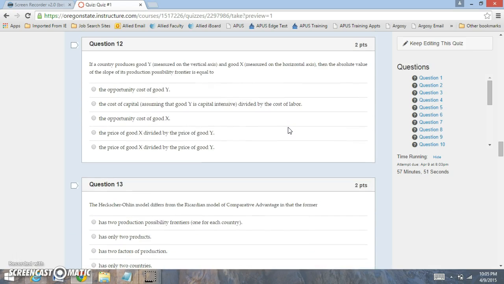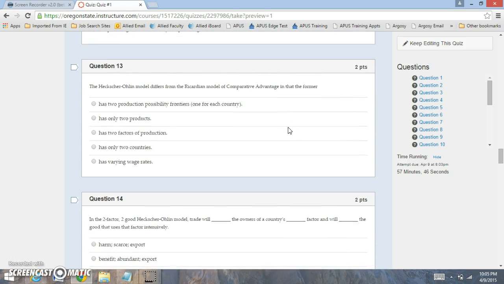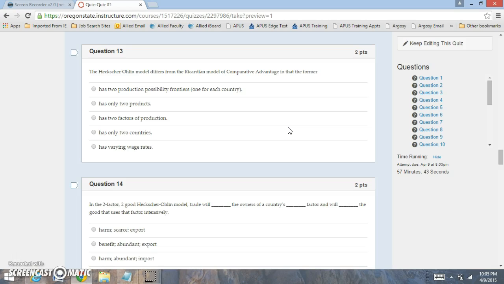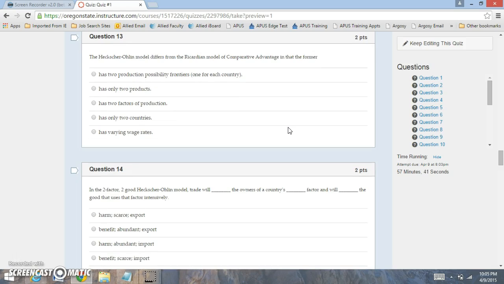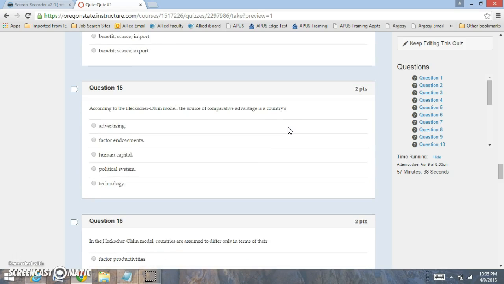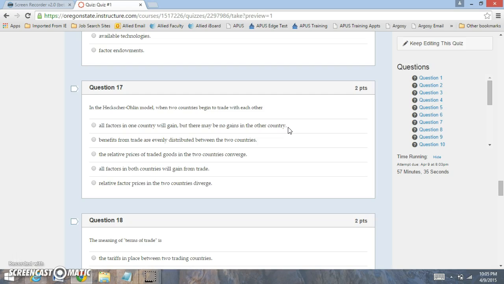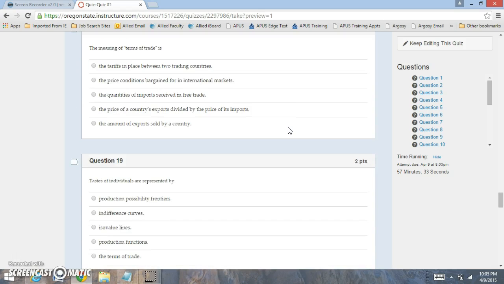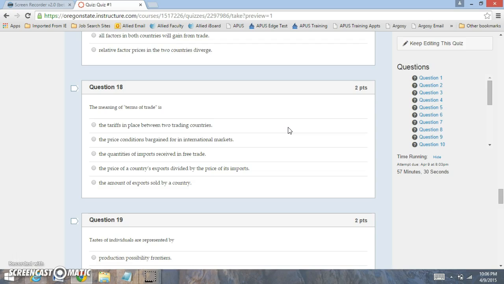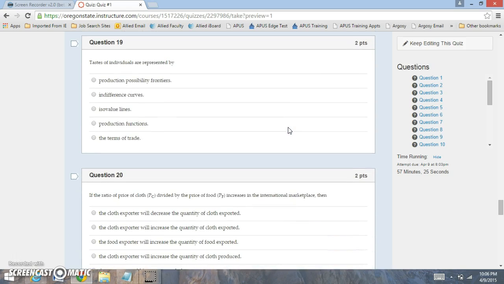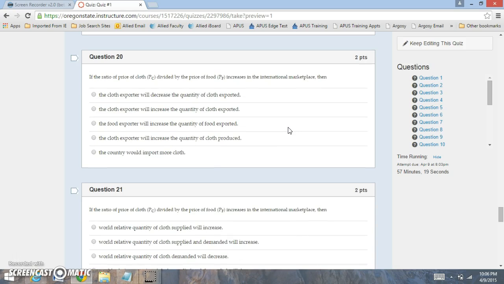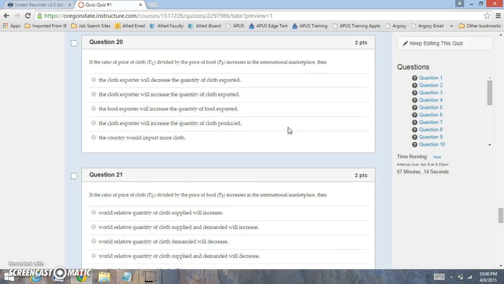Question 12 is looking at the production possibility frontier. Question 13 is looking at the HO model as well. Question 18, I'm going to have to look at some of the other questions just to review, is looking at terms of trade. Question 19 is looking at tastes of individuals and how it's represented. Question 20 is looking at the ratio of the price of cloth and how this increases in the marketplace.